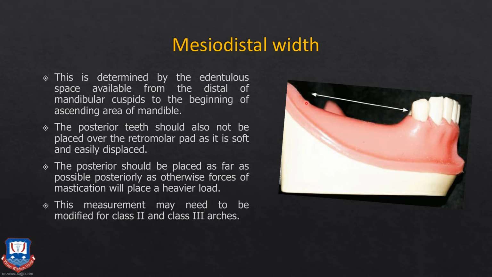These measurements are really important in class 2 and class 3 ridges, because as we know, in class 3 ridges we have a large mandible compared to a smaller maxilla, so we can afford to use a larger tooth mold, whereas in class 2 we have a smaller mandible compared to a larger maxilla, so we have to select a smaller tooth mold, or we may have to skip a first premolar and directly place a second premolar adjacent to the canine if the width is not sufficient to place all four posterior teeth.